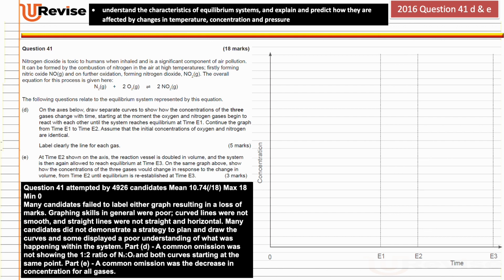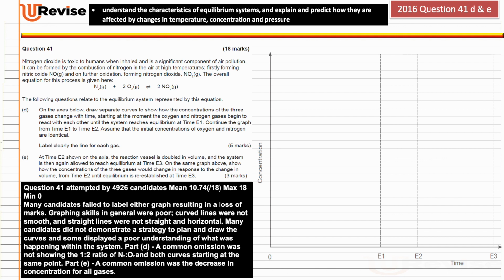The questions read, on the axis below, draw separate curves to show how the concentration of the three gases change with time, starting with the moment the oxygen and nitrogen gas begin to react with each other until the system reaches equilibrium at time E1. Continue the graph from time E1 to E2. Assume that the initial concentration of oxygen and nitrogen is identical. Label clearly the line for each gas.